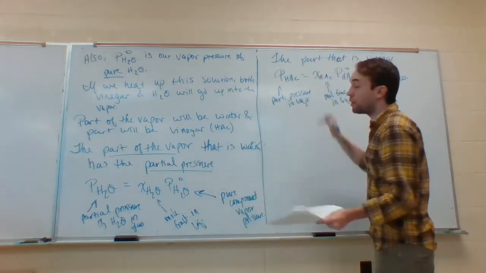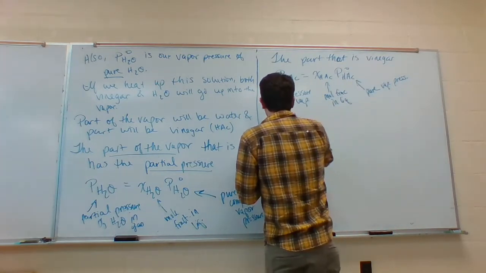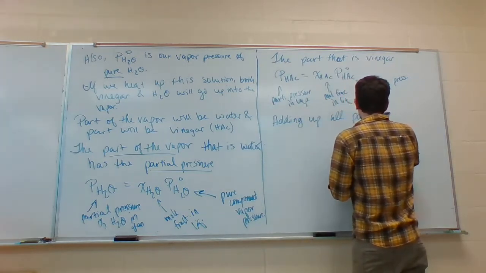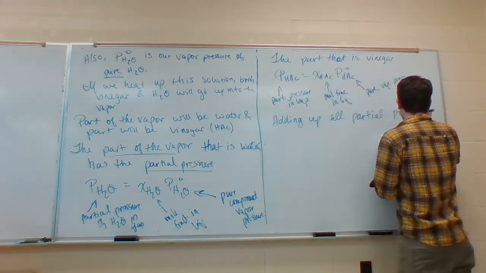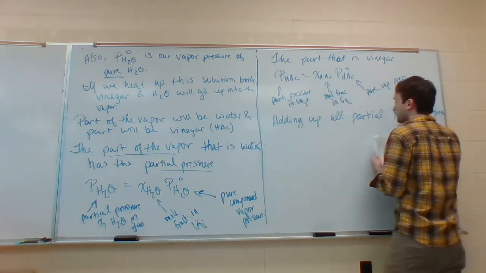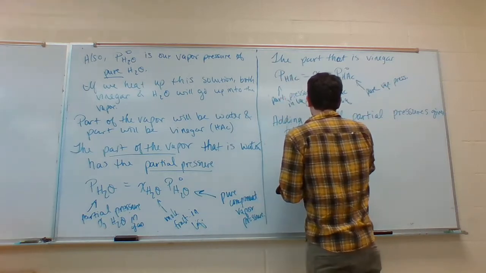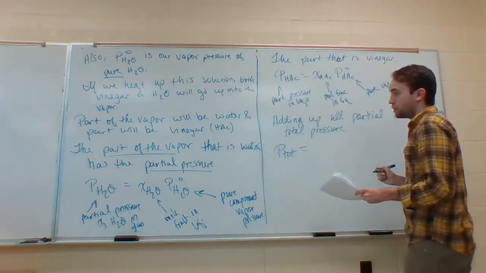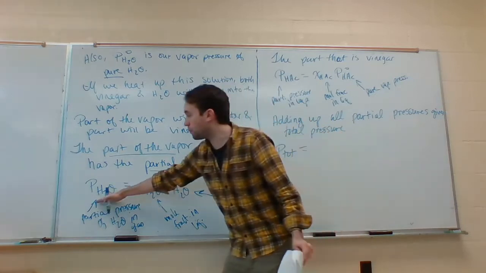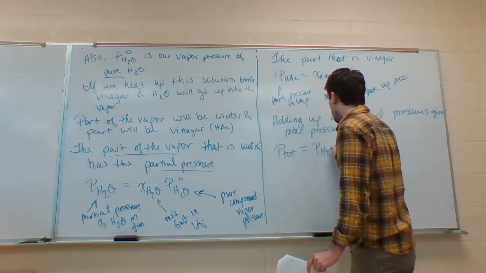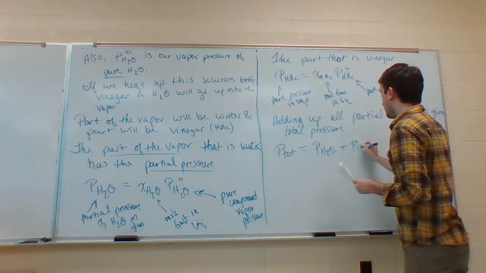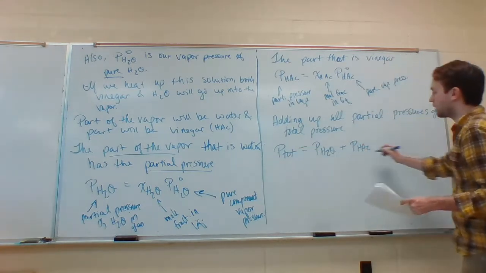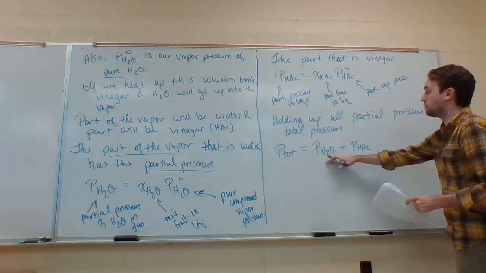Now that we know that part of the gas pressure comes from each gas, if we add up all of the partial pressures, we'll get the total pressure. All right, so P total, our total pressure, is going to be the sum of our partial pressures. So that's our partial pressure of H2O in this case, plus the partial pressure of the HAC. All right, so that would be our total pressure in the gas, which is our sum of our partial pressures.